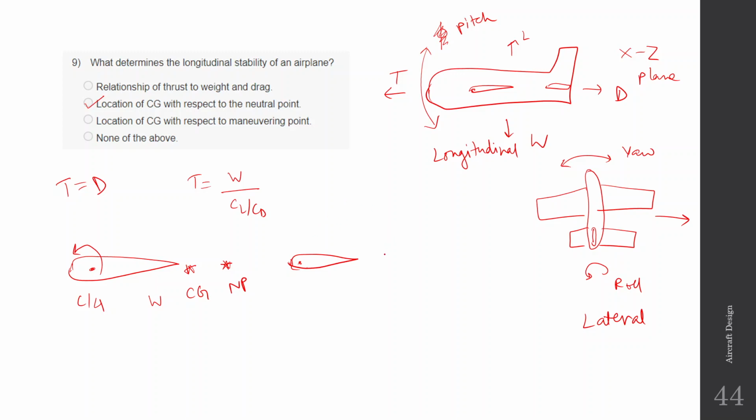The maneuvering point is considered when a maneuver is being done, when the aircraft is turning or climbing. In all of these cases, your lift by drag is more than thrust by weight.